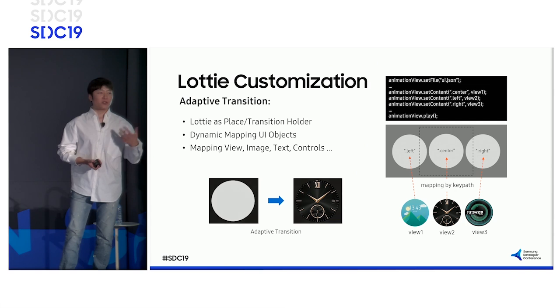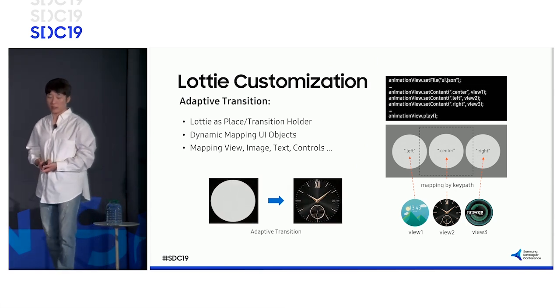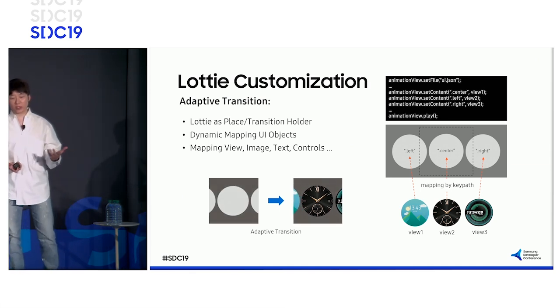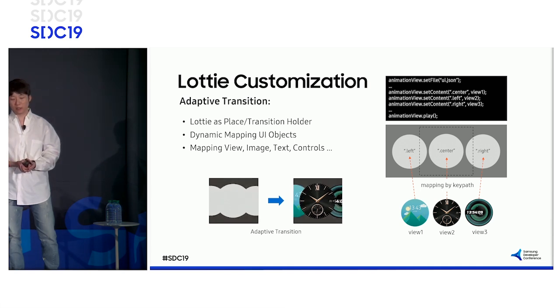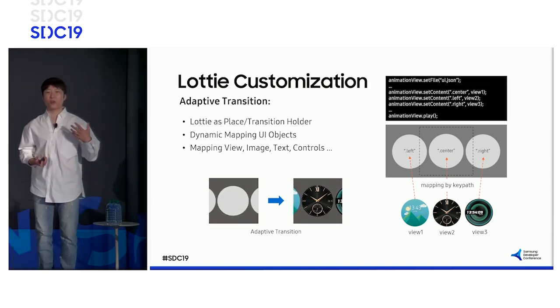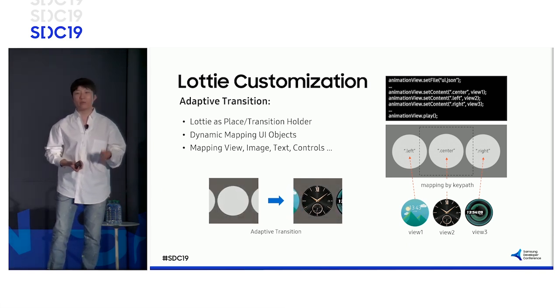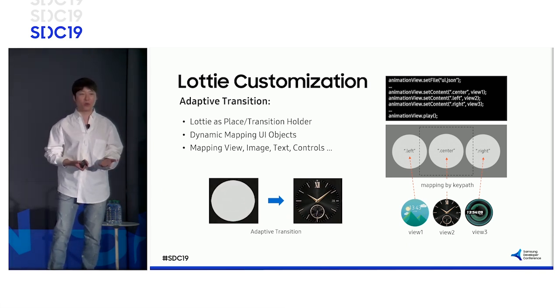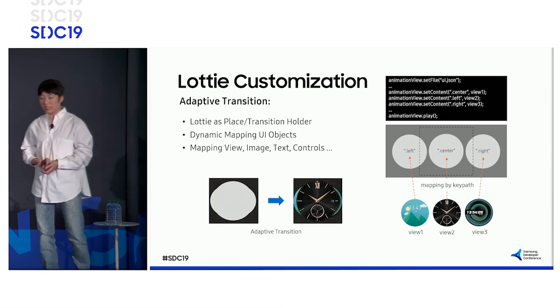And I'd like to introduce one more interesting feature of Lottie in Tizen. Actually, Tizen is going to support adaptive transition for more dynamic transition effects with Lottie animation. The basic concept of this feature is, as you can see on the screen, that we can use Lottie as a placeholder and transition holder. That means we can map any kind of UI object onto Lottie shape nodes while keeping the transition effect.